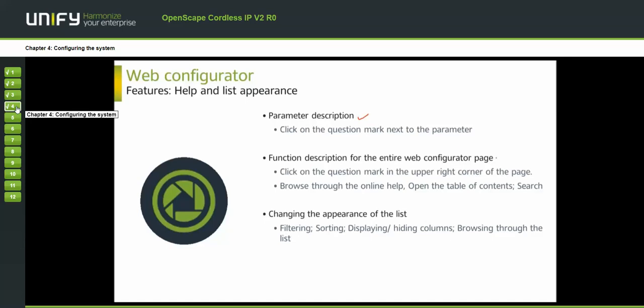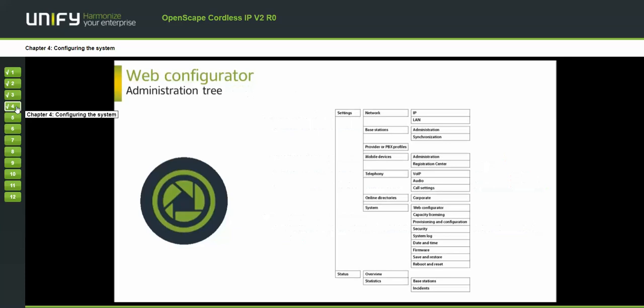OpenScape Cordless IP version 2 network administration. In the network administration we first have to set up the interface. In many cases that will nowadays be done dynamically, so that the parameters we see here below will be set automatically anyway. You can select here the network type IPv6, IPv4, dynamic or manual, and depending on what you've selected here, manual or dynamic, you have to specify IP address, subnet mask or prefix, standard gateway, preferred DNS and alternate DNS.